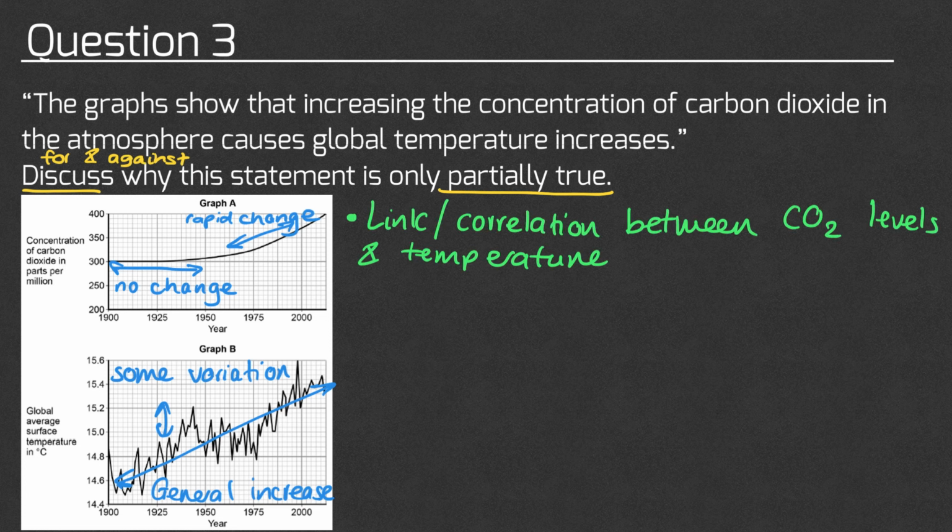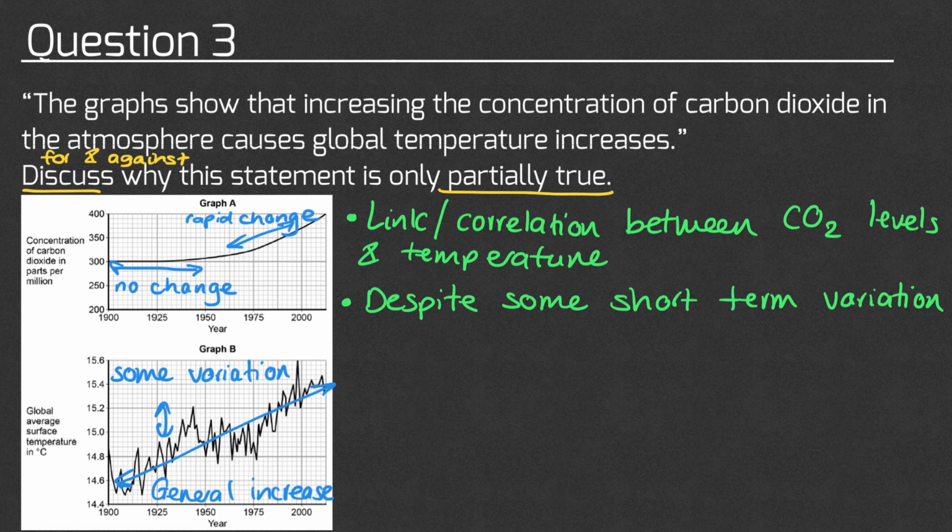So we can start off by saying that there is a link between the carbon dioxide levels and the temperature, because as we can see there has been an increase in the carbon dioxide and there has been an increase in the temperature. So one of the reasons this statement could be partially true is because there is a link between the CO2 levels and the temperature.